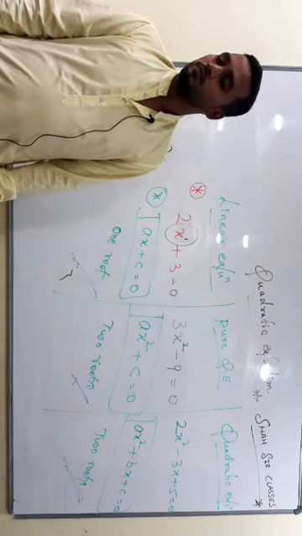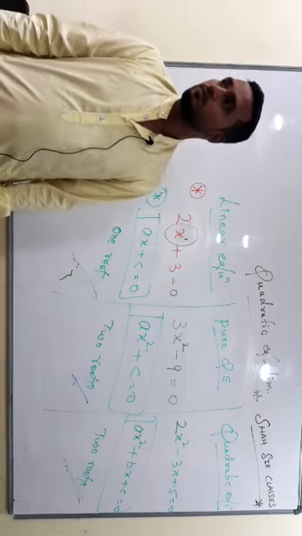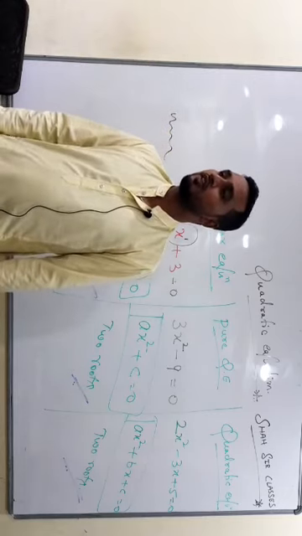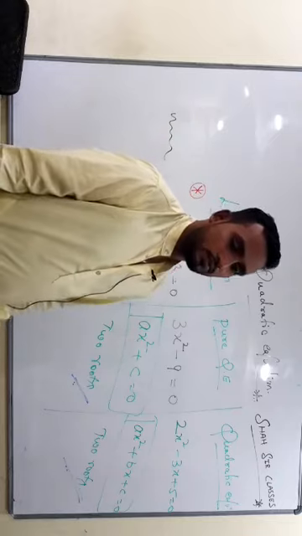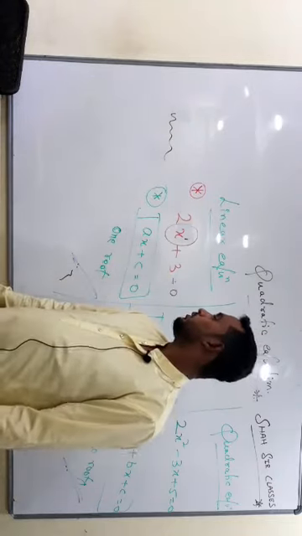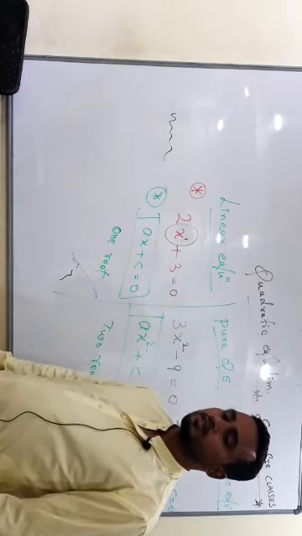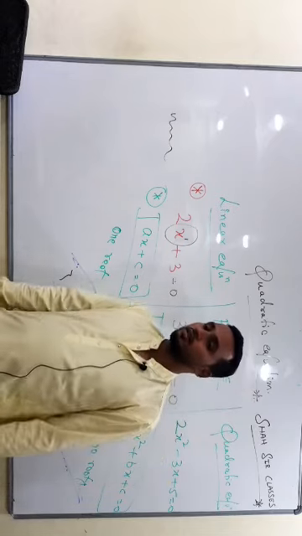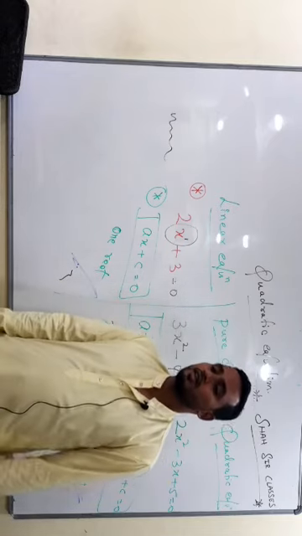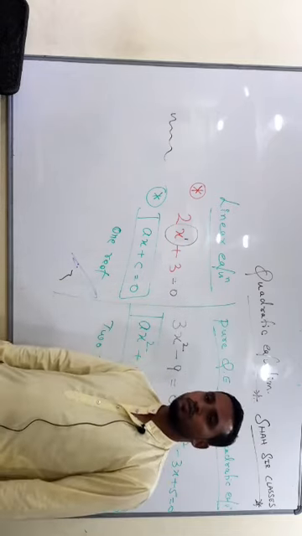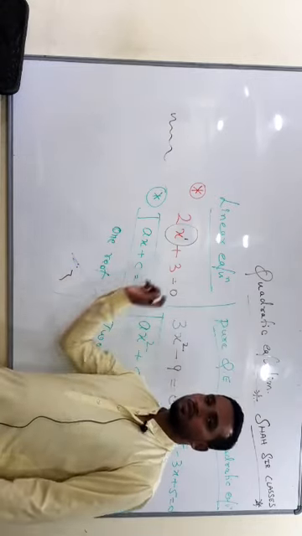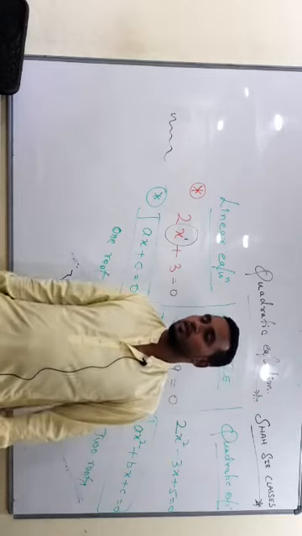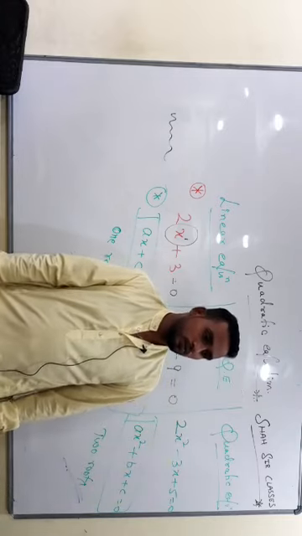Next point. Standard form of linear equation is ax plus c is equals to 0. Highlight that in the box. ax plus c is equals to 0.